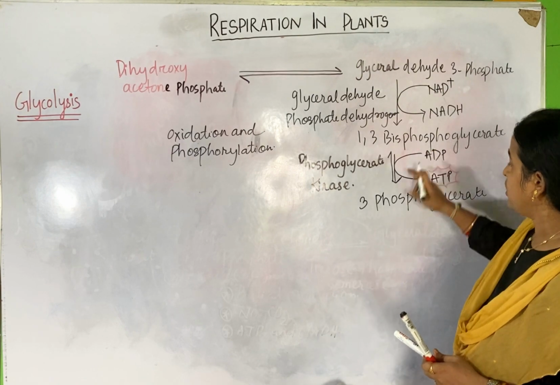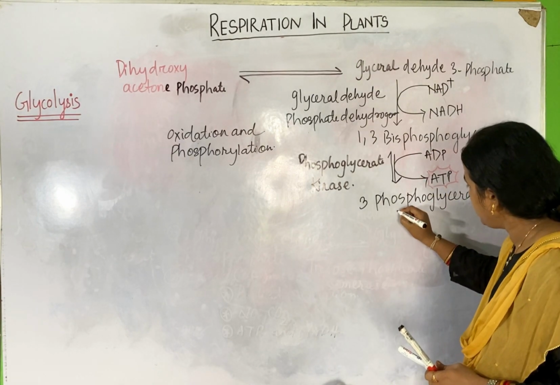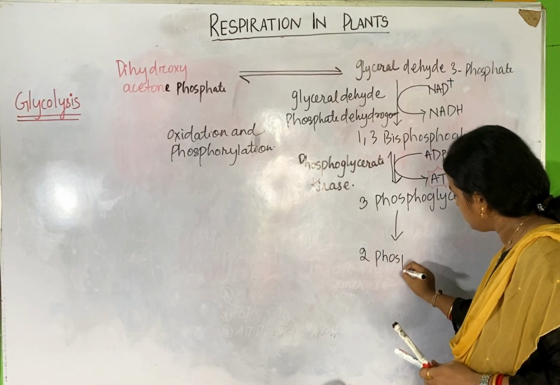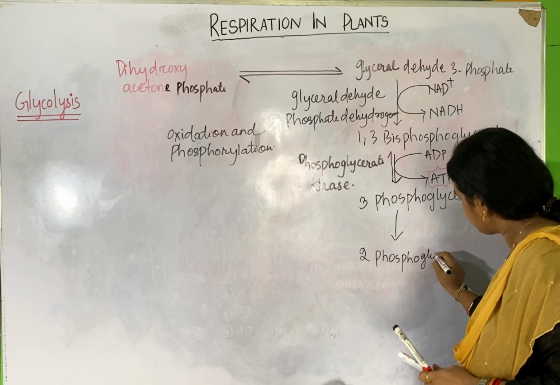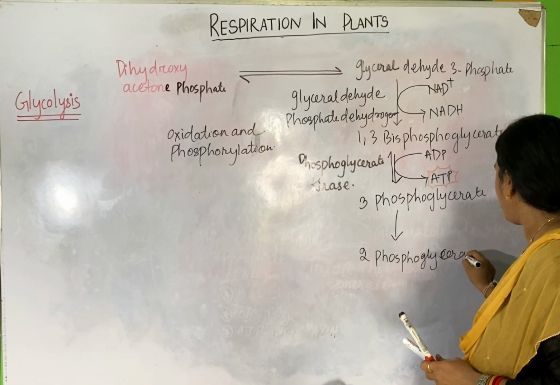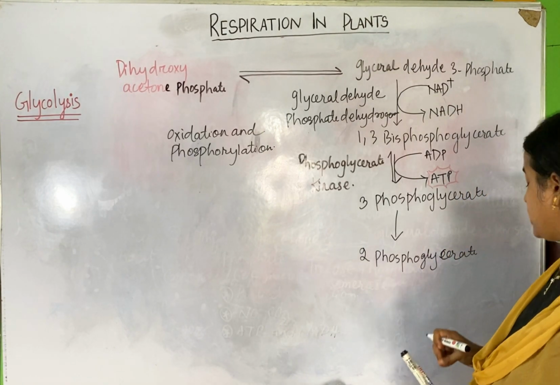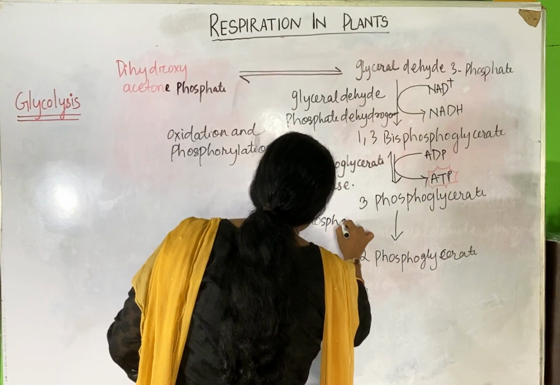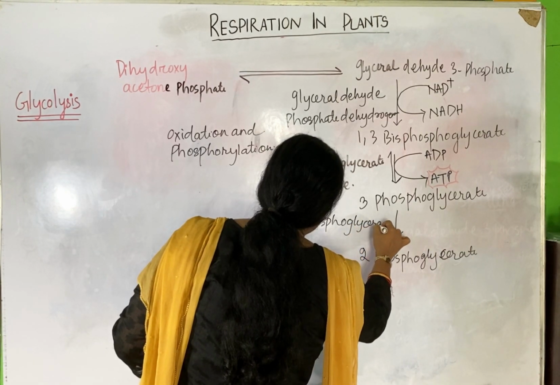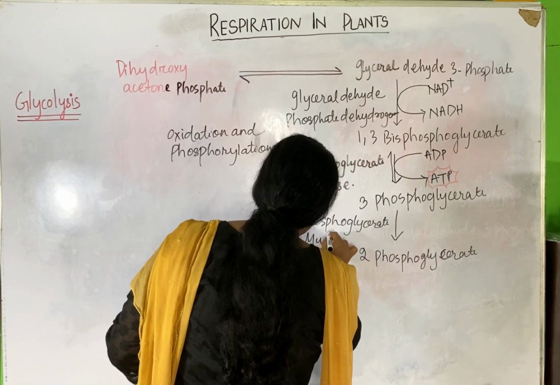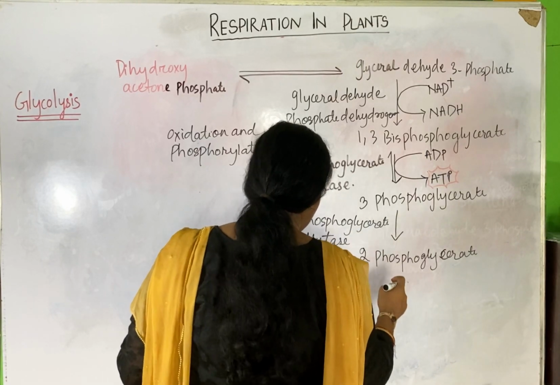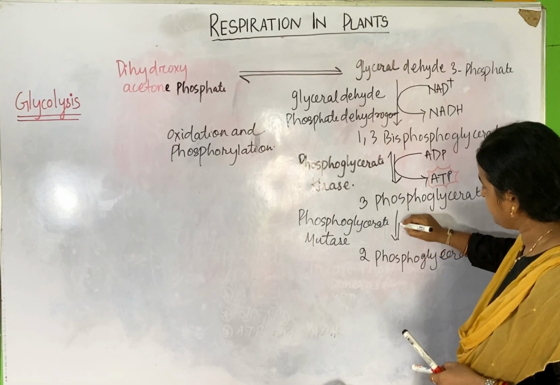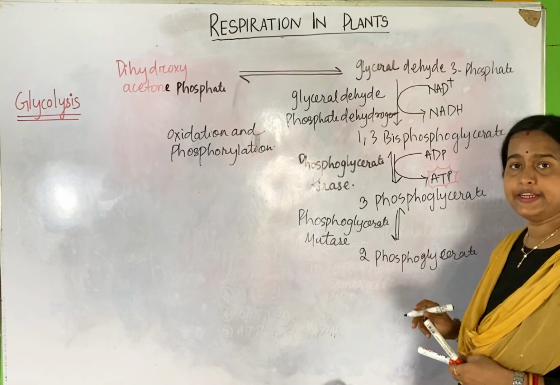So now the 3-phosphoglycerate will convert into 2-phosphoglycerate. And the enzyme that is required for this conversion is called phosphoglycerate mutase. Here only the position changes, nothing else. The conversion of 3-phosphoglycerate to 2-phosphoglycerate, and this is also a reversible reaction.